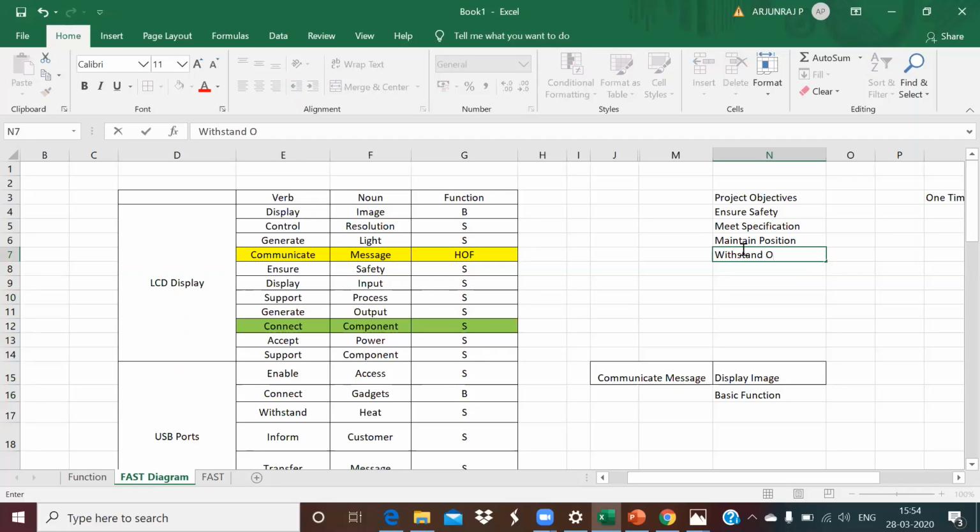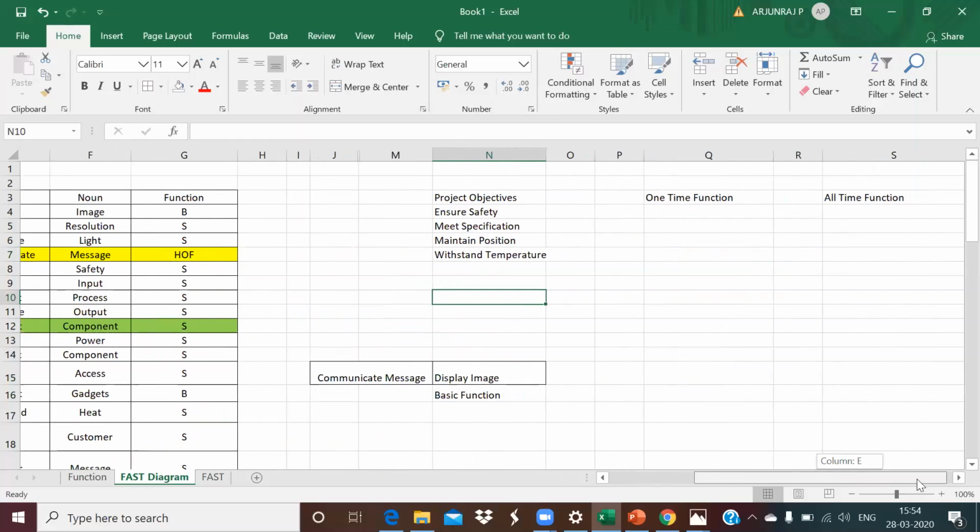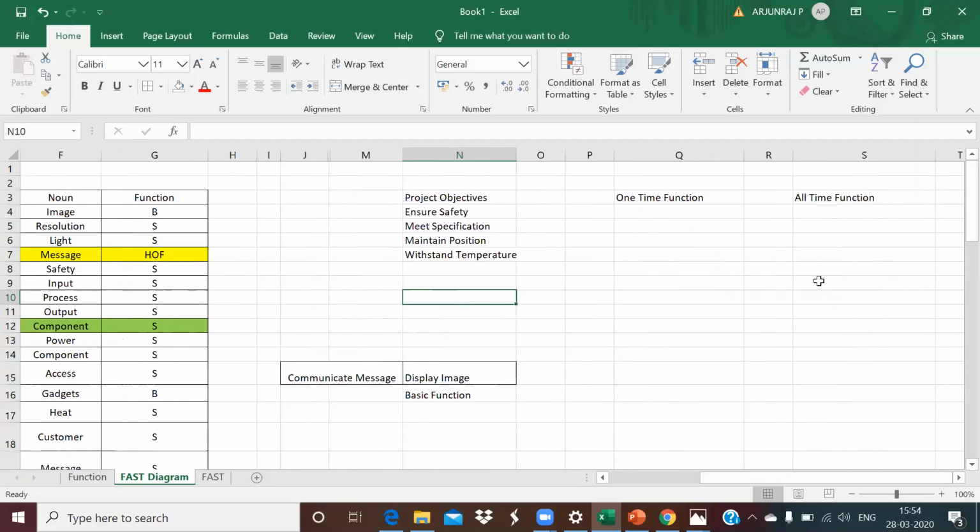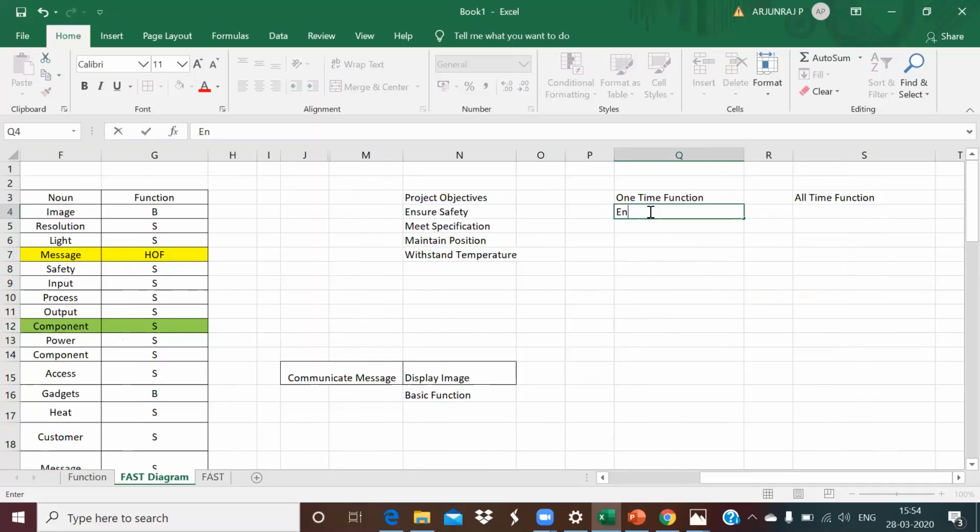Ensure warranty. It can be an all-time function like the warranty, or even... Okay, because warranty is one time, because the company is giving you the warranty one time, like 2 years. Ensure warranty will be the one time function, because the company is not going to give you the warranty all time, because once your life period is over, your warranty will also get over. So ensure warranty can be.